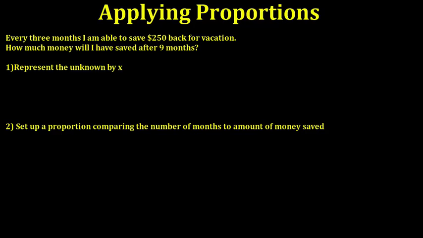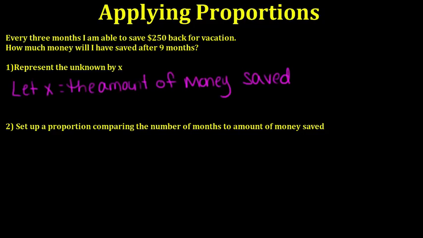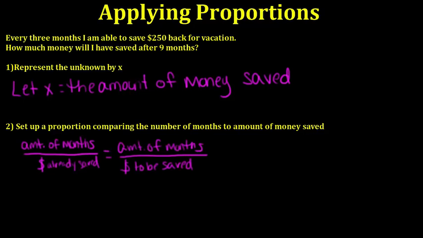Our first step is to represent the unknown by x. We want to let x equal the amount of money saved. The second step is to set up a proportion comparing the number of months to the amount of money saved, and then plug in our values from there. So the first step is the amount of months, which states that every 3 months we're able to save $250.